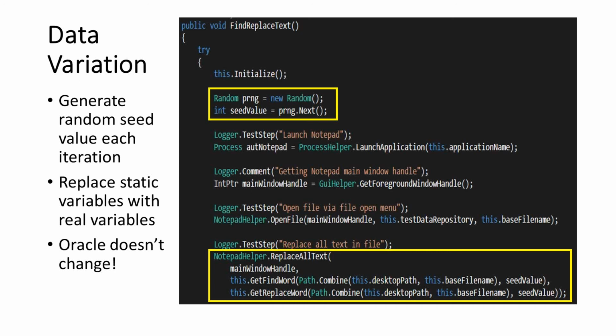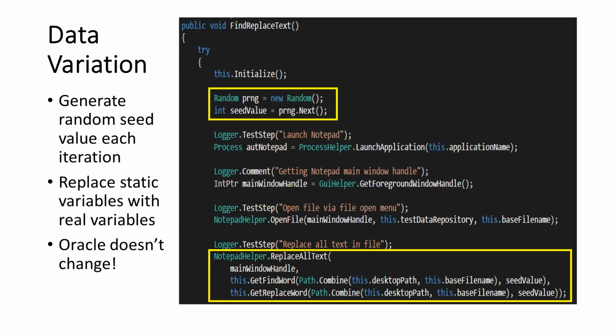But the oracle for this test case does not change. So the purpose of the test, to make sure that replace all works, has not changed. And even though I'm using different data every time the test executes, the purpose and the objective of the test remains the same. But now I'm getting a lot more data variation.